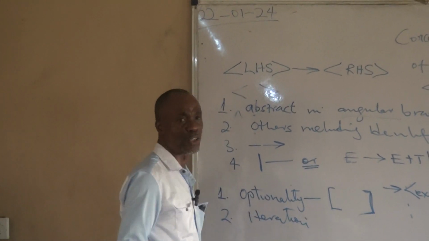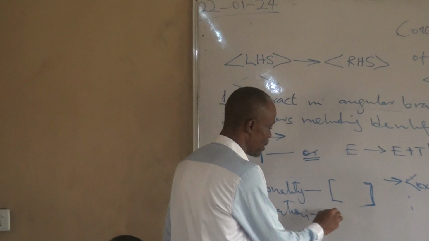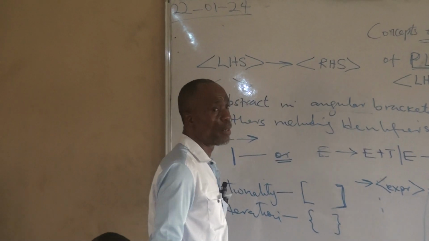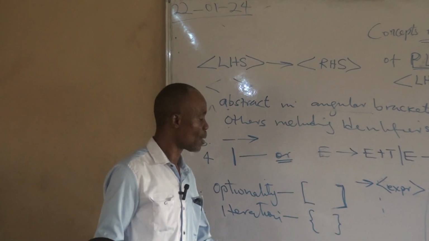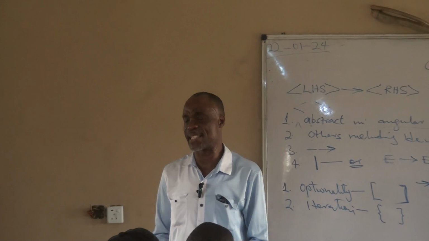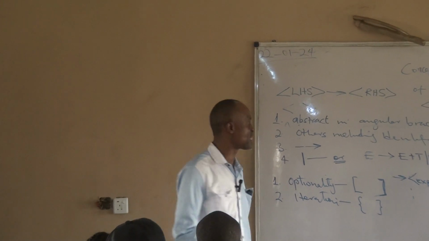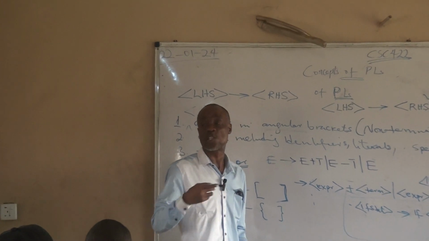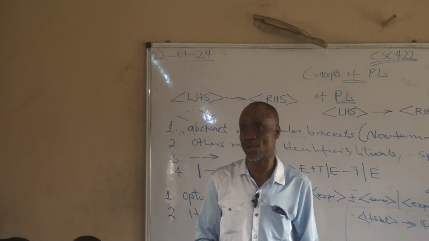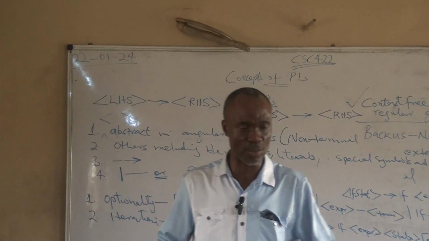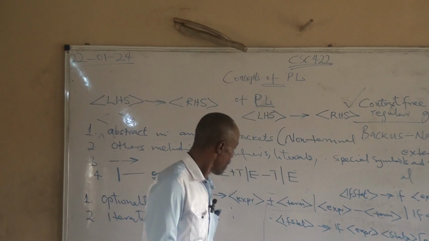We brought in iteration using curly braces. When anything is in curly braces, it means it can be repeated 0 or more times. Remember, it's iteration now. Iteration is 0 or more times. When we get to statements, you get to know the meaning of all those things more.